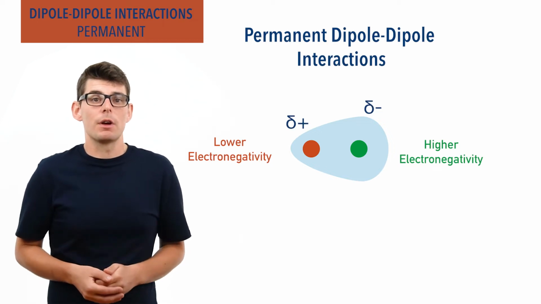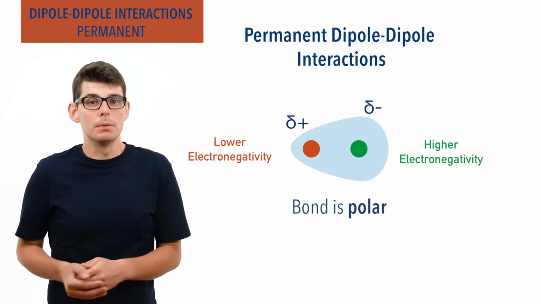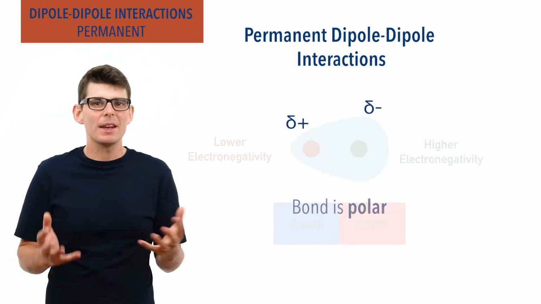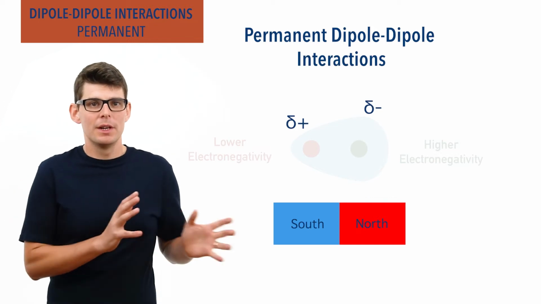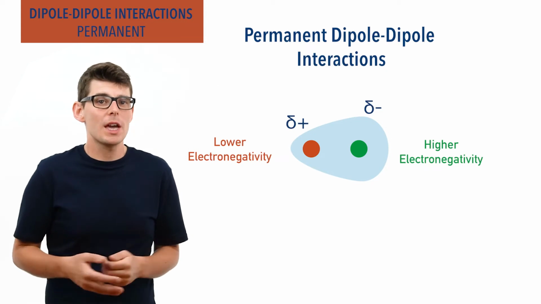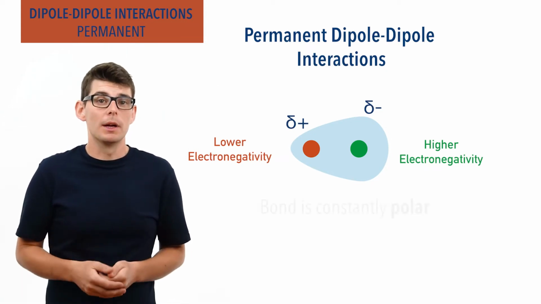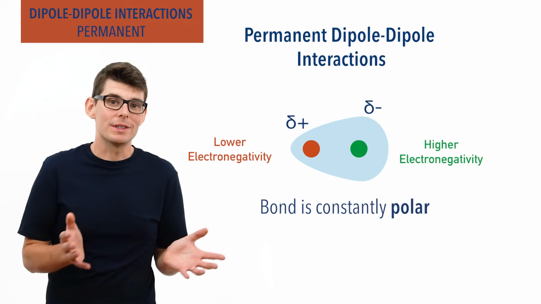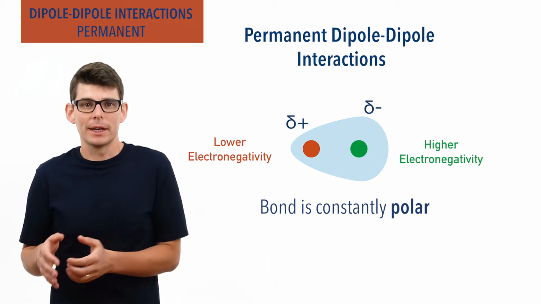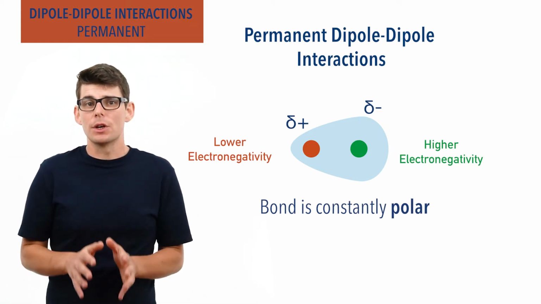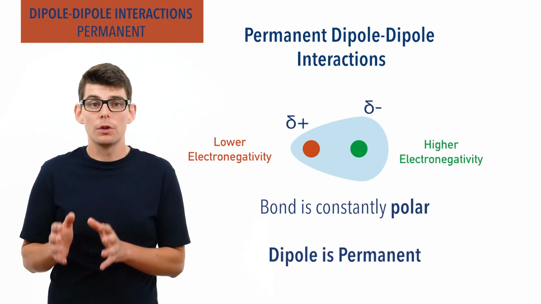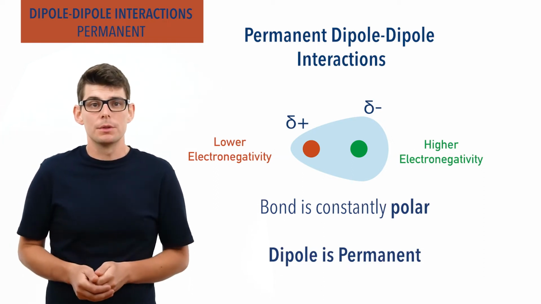The bond is now described as polar and has a dipole moment. One end partially negative and the other partially positive. A bit like a bar magnet has two poles, north and south. The electronegativities of the atoms don't change, meaning the bond is constantly polar. The electrons, although constantly moving, are more likely to be found closer to the atom with the higher electronegativity. This makes the dipole permanent, unlike with temporary dipoles that only arise through constant and random movement of electrons.